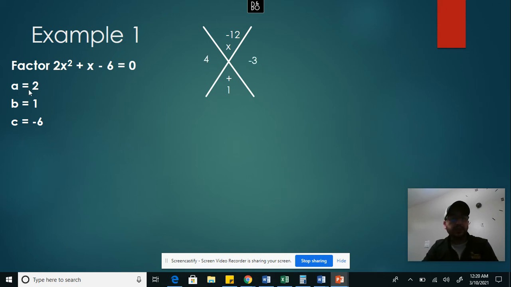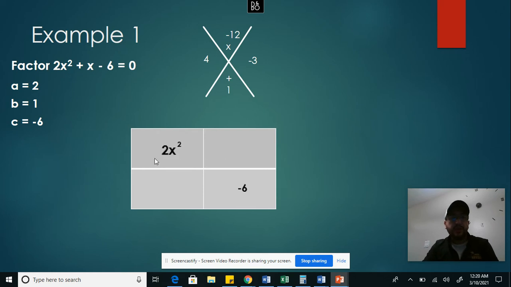Then, since the leading coefficient is not 1, I need to create the box. First term, last term, and these two will be the numbers that we got with the factors. Now, using greatest common factor, here will be x. X times 2x will give me 2x squared. X times negative 3 will give me negative 3x. And x times 2x times 2 will give me 4x. And negative 3 times 2 will give me negative 6.